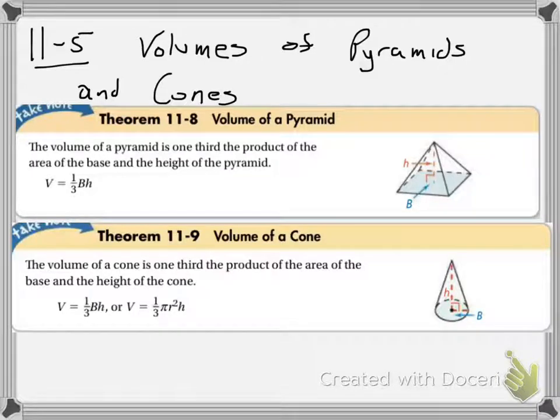11.5 is about volumes of pyramids and cones. Okay, so our volume equals, again, area of base times the height, but when it's a pyramid or a cone, it's got to be a third. Again, though, you see the area of the base times the height, and that's important.